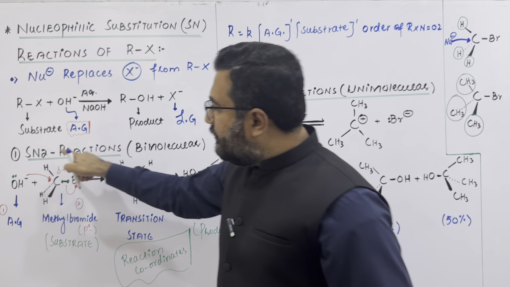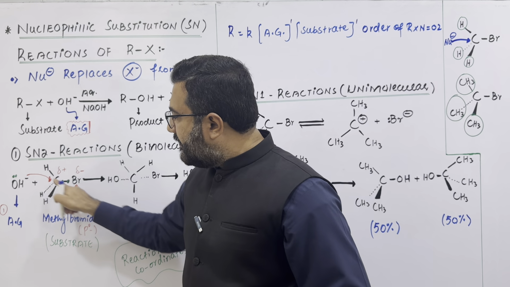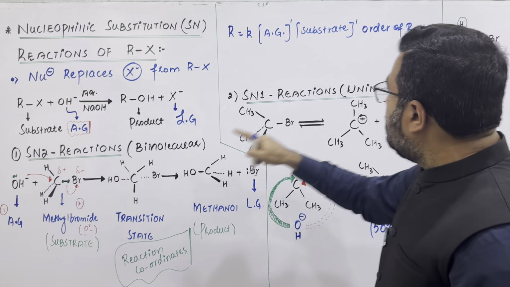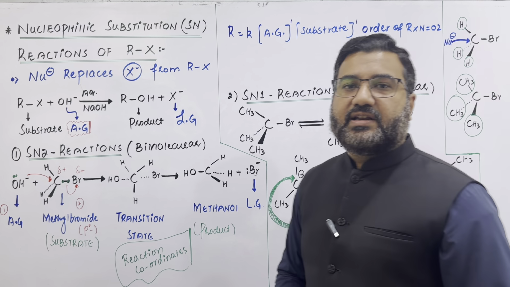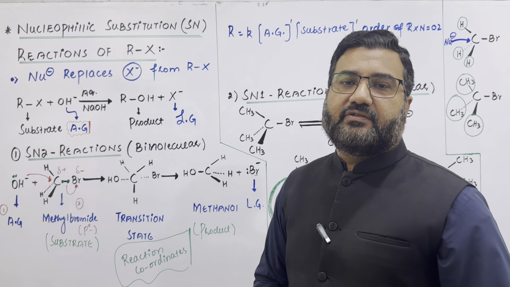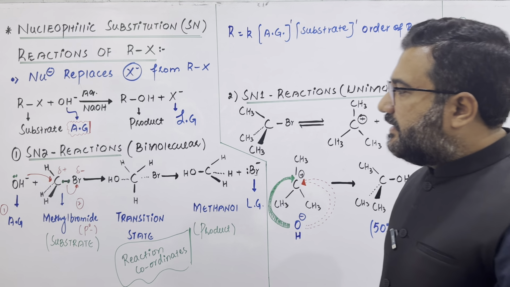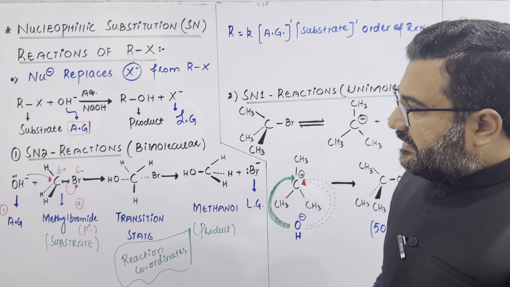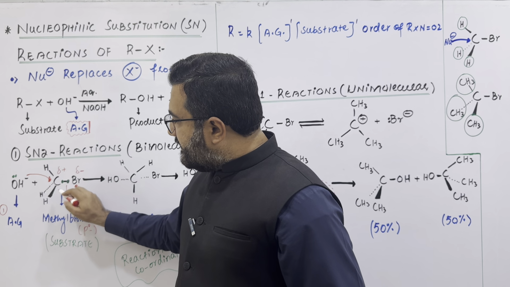SN2 reaction is a bimolecular reaction because two molecules are taking part in the slow step, and SN2 reaction is a second order reaction in which the rate of reaction depends upon the concentration of both the attacking group as well as the substrate.